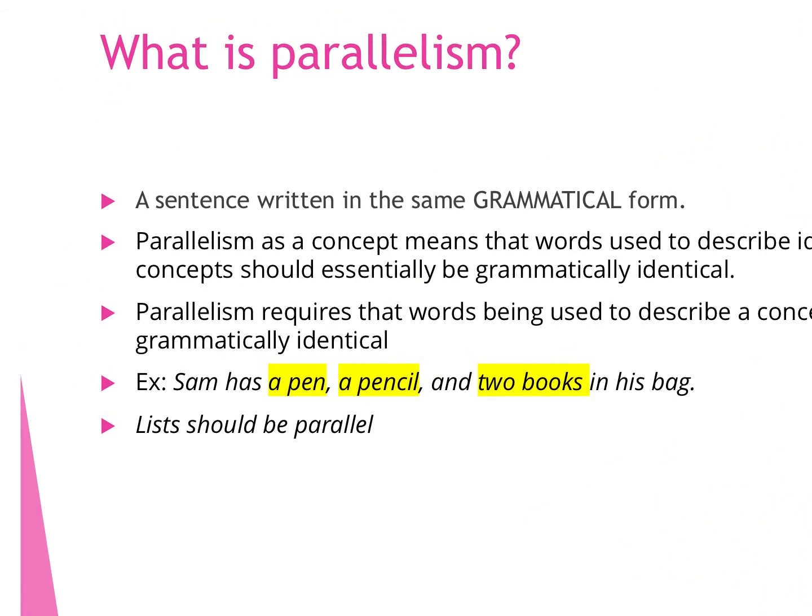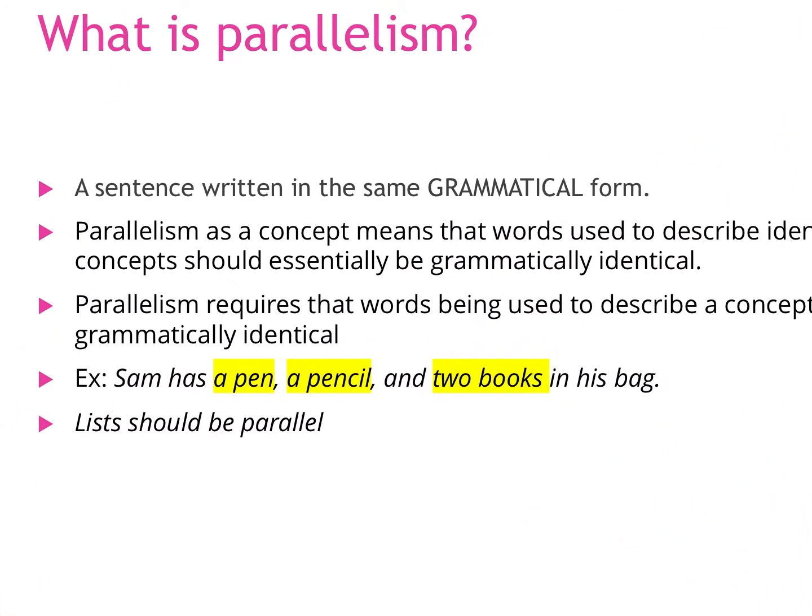Okay. So you wrote these down last week, but just as a reminder, what is parallelism? Well, it's a sentence that's written in the same grammatical form. That means you write two halves of the sentence in the same way. Okay. Example, Sam has a pen, a pencil, and 2 books. Okay. So it's 1 pen, 1 pencil, 2 books. You have a number, and then you have an object. It's parallel because you did number and object.